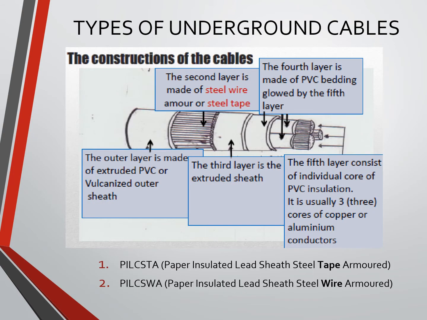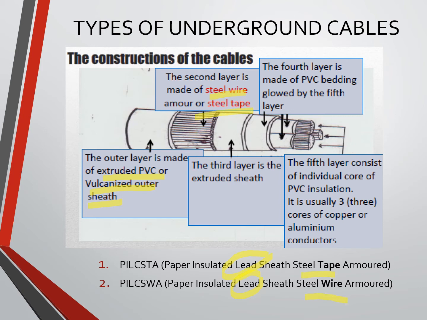Okay, we have types of underground cables here. PILC STA is paper insulated lead sheath steel tape armor. So dia guna lead. Dua-dua guna lead. So the difference is one is tape, one is wire. Okay, so we can see from here, the outer layer is made of extruded PVC or vulcanized outer sheath, and then the second layer is made of steel wire or steel tape. So this here is the difference.